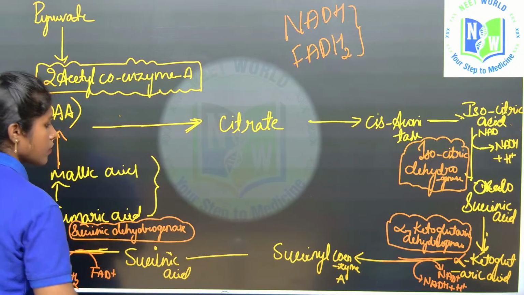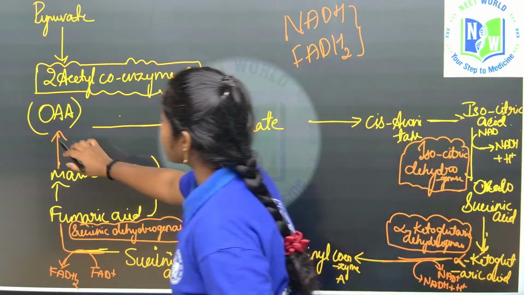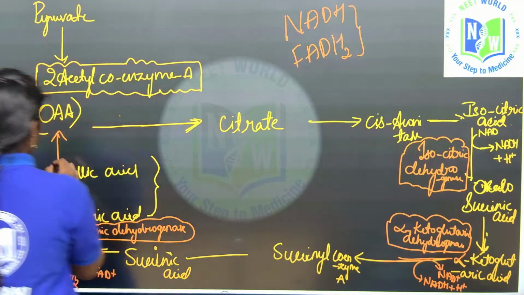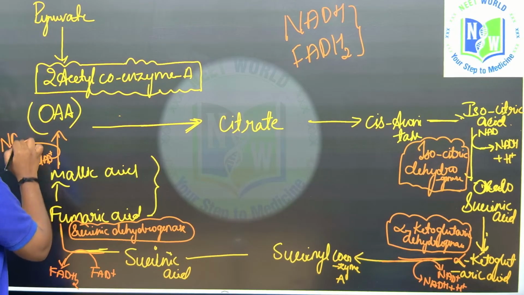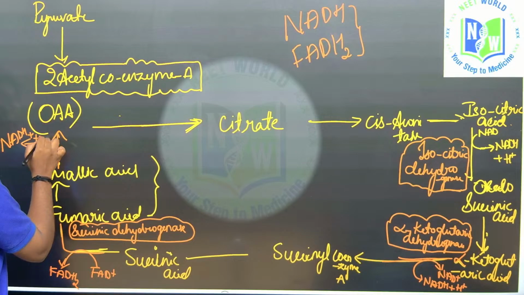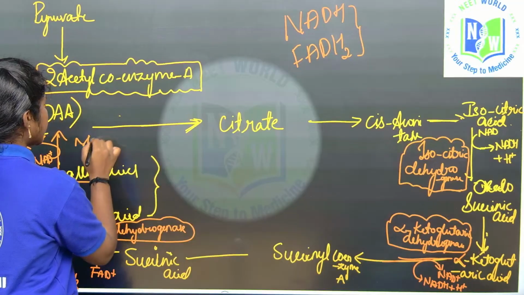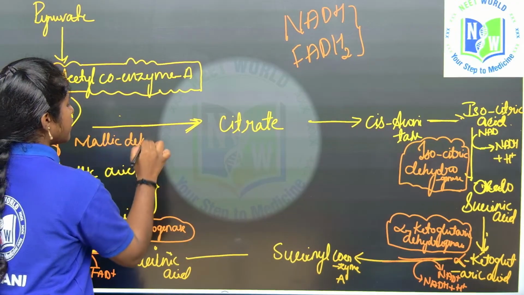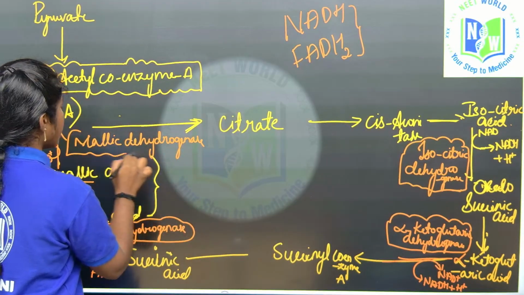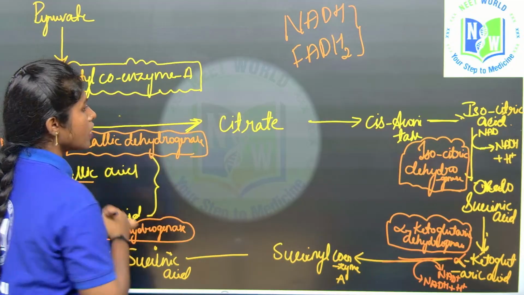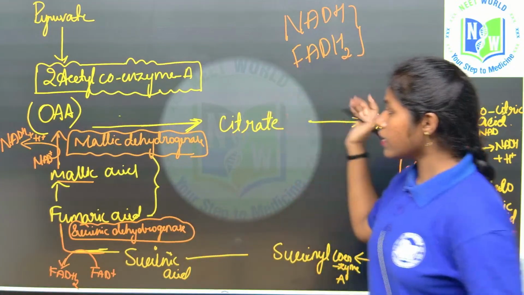So in the four corners the reducing equivalents are forming. The fourth corner is oxaloacetic acid. Here NAD plus is reduced to NADH plus H plus. The enzyme is malic dehydrogenase enzyme. Got it? So this is how the reducing equivalents are formed. So let's see the other ones. Which enzymes?